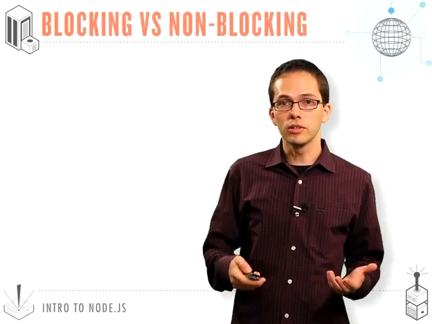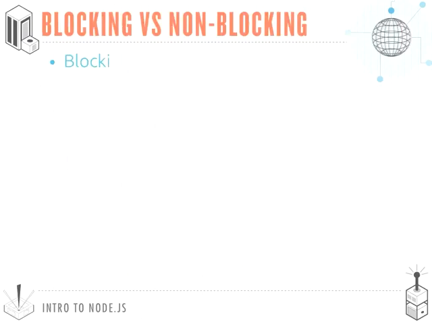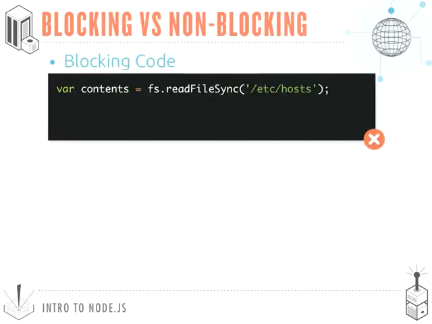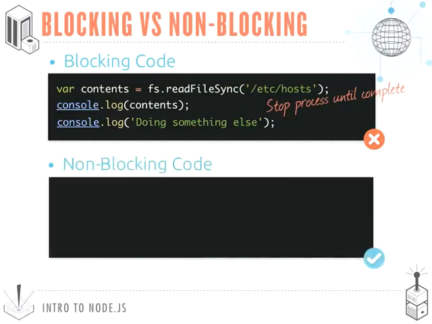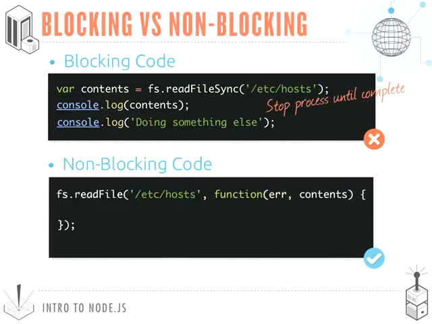Now here's some actual Node code. First of all, the blocking version of reading the file might look like this, where we're getting all the contents of the file, we're then logging that out, and then doing something else. So obviously when this gets executed, it just runs one at a time. The non-blocking version of this in Node is going to call readFile, and look at this. We're actually sending in a function as the second parameter to readFile. That's our callback. And when we get the contents, log the contents, and then we can say doing something else.